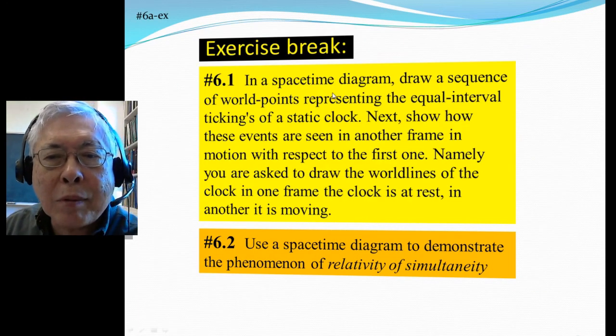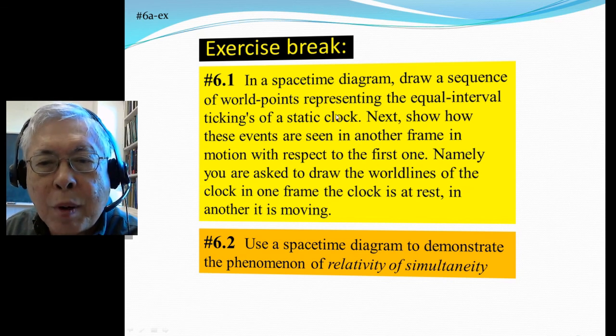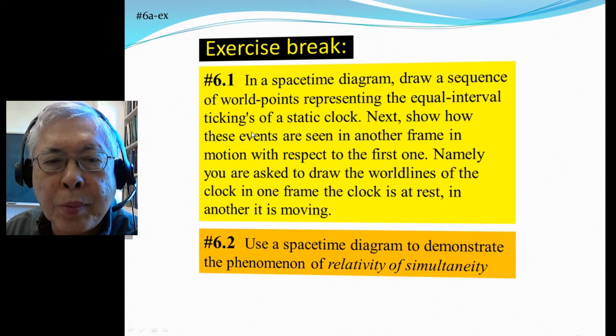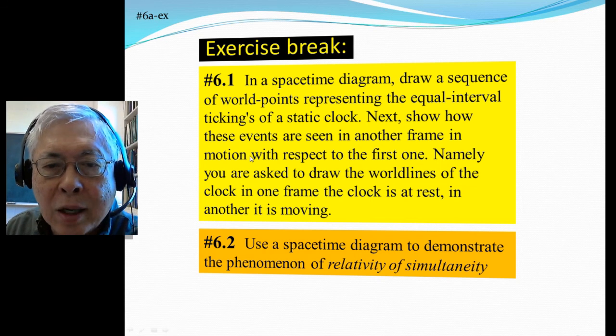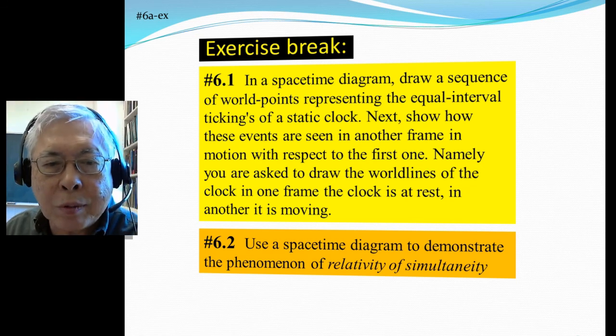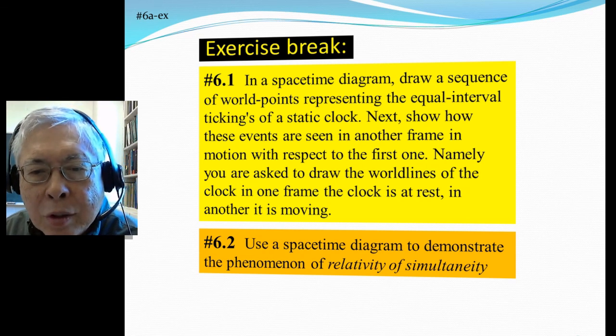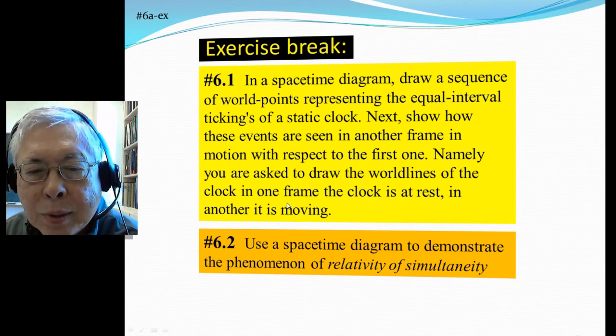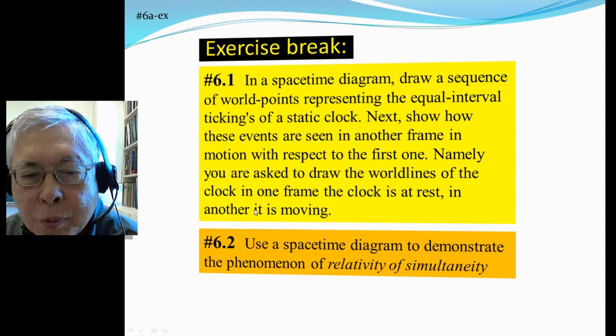Okay, you've seen the space-time diagram. I'm going to ask you to do some simple exercises. I will ask you to draw a sequence of world points. First, you know what a world point is. It represents an equal interval ticking, in which each tick is an event, represented by a world point. In one coordinate system, you have static clocks sitting at the same position, ticking away at different times but equal time intervals. Now you can see how this is seen by a moving observer. I'm asking you to draw two world lines: one with respect to the coordinates in which the clock is at rest, and another with respect to the observer who is moving.